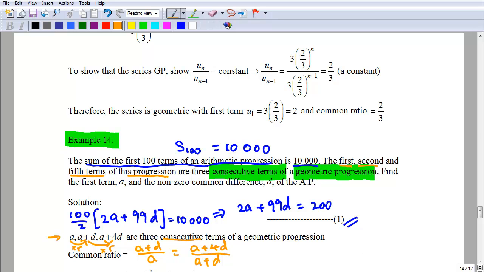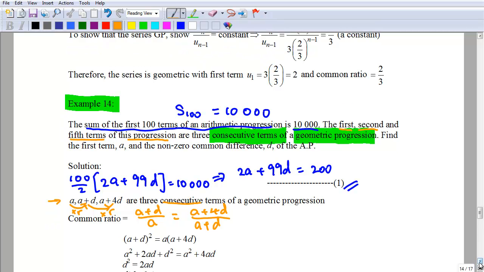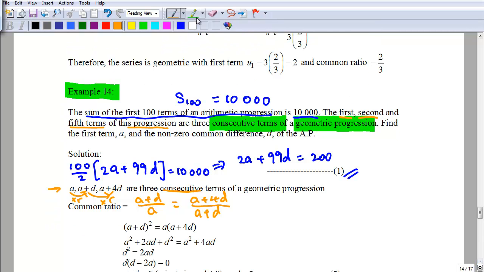From this information here, we can cross multiply the equation that I've written down in red, and that gives us the following equation here. Expanding and simplifying, we will end up with this after factorizing. Now from this equation, we can see that we will obtain d equals 0 or d equals 2a.